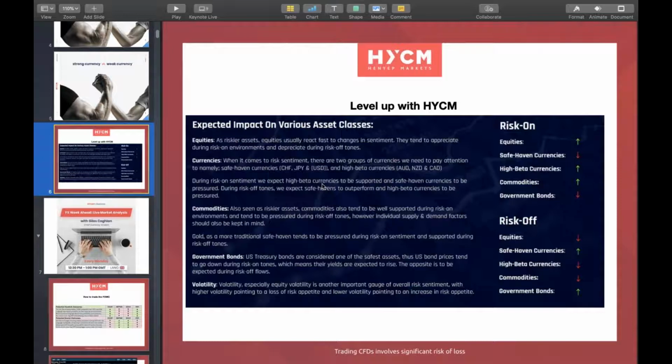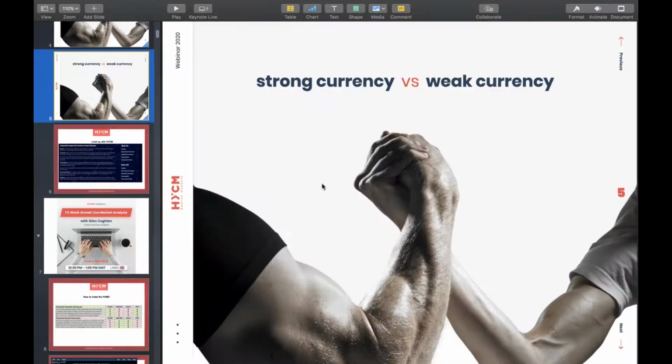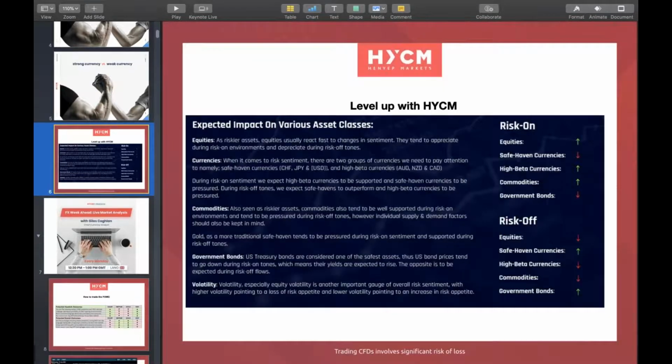When it's risk-off markets, we expect to see yen strength, Swiss franc strength, dollar strength, and then New Zealand dollar, Aussie dollar, and CAD weakness. So understanding the risk tone is one of the simplest ways you can quickly begin to focus in on a strong currency against a weaker currency.